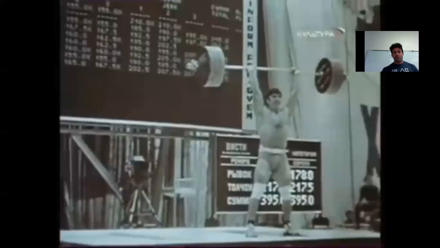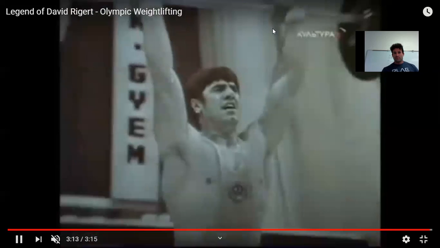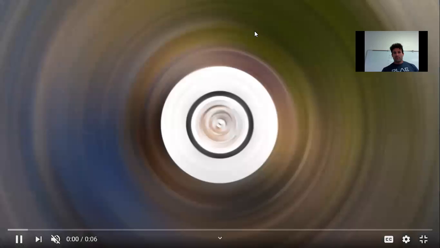Notice force vectors, it's in front of him. That's why he's got to go after it. Ah, man, freaking Riegert. Any excuse to watch videos of Riegert lifting. Any excuse.